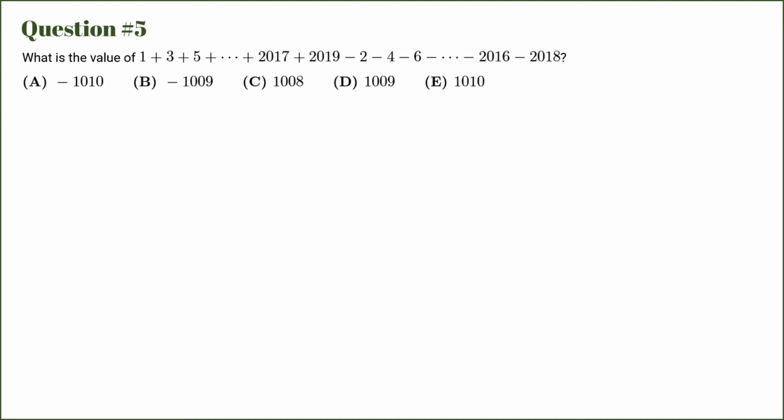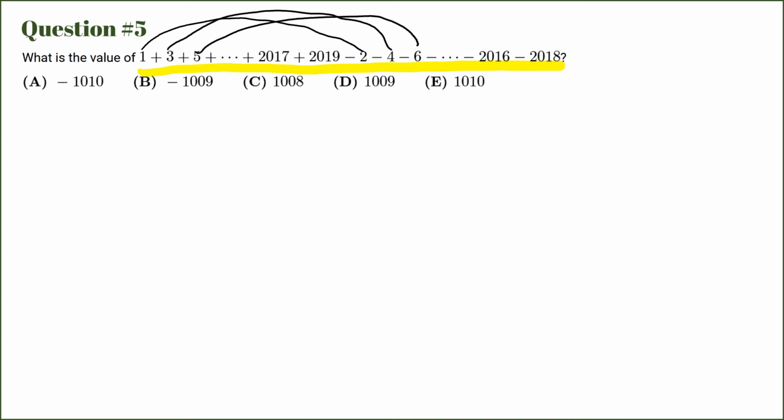Question 5 states, what is the value of this entire sum? Well, to find that, just think about this a little bit differently. What if you paired up the positive and the negative terms? Then each paired up term would have a sum of -1, and that would keep on happening all the way up to 2017 paired up with minus 2018, and then this 2019 is just on its own.